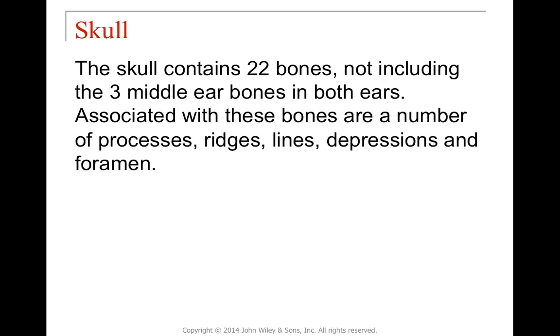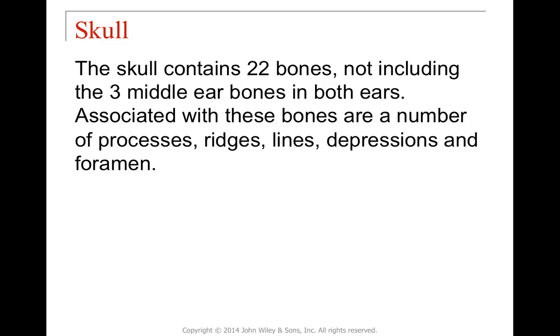Now we're going to start talking about the skull when we're talking about the axial skeleton. The skull has 22 bones, and that doesn't include the 3 inner ear ossicles. They're called ossicles, but they're the middle ear bones, and there's 3 in each ear, so there's actually 6 total. So if you were to add those on, there would be 28, but 22 just for the skull itself.